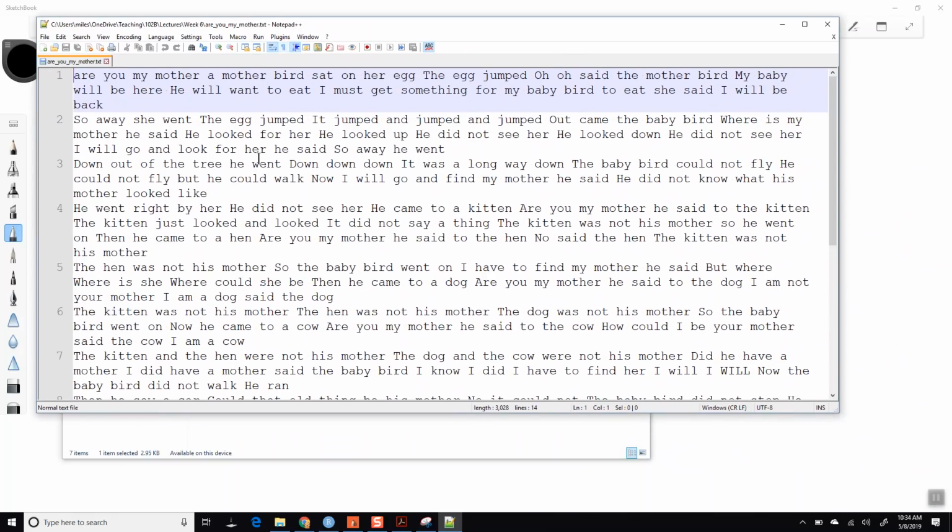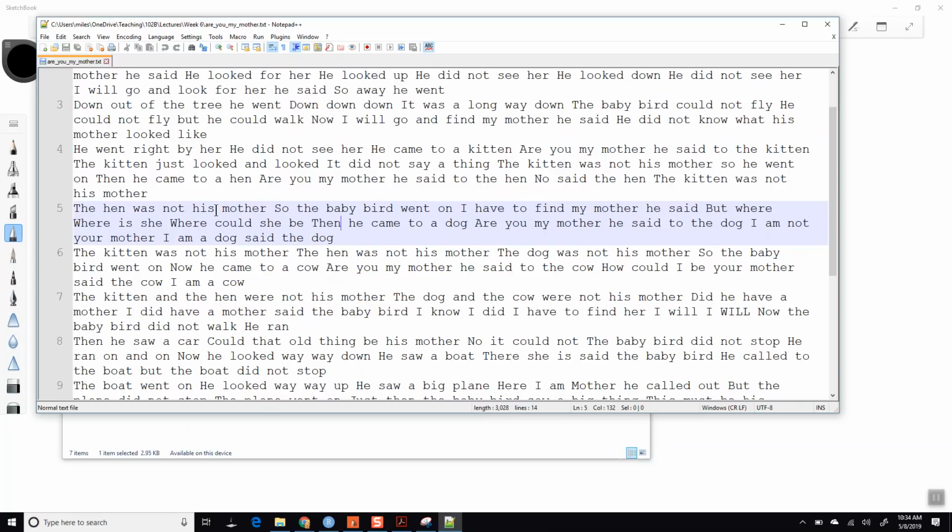it's about a bird who hatches out of his egg, and when he hatches, his mom's gone, and he goes out searching for her. He talks to like a cow and a cat and stuff, right? It says, the hen was not his mother, so the baby bird went on. I have to find my mother, he said, but where is she? Okay, all right.